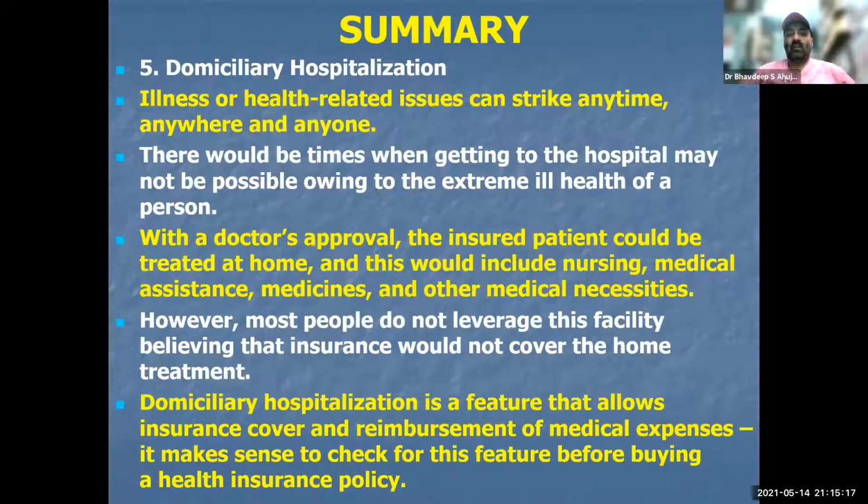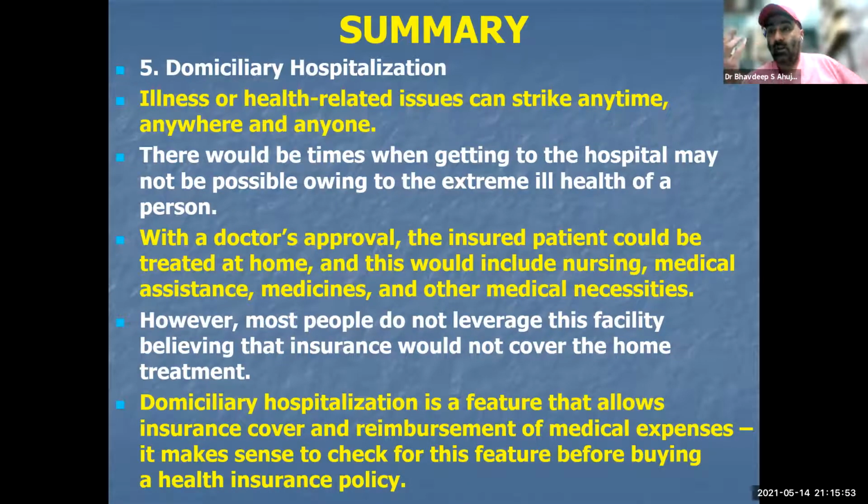We all know that illness can strike anytime, but sometimes getting to a hospital will not be possible, as is happening in Delhi and Maharashtra also. There are no beds, of course. With the doctor's approval, you can be treated at home with nursing, medical assistance, medicines, and other necessities. If your insurance company is offering you domiciliary hospitalization, all those things will surely be covered, even if you're taking care at home, especially for COVID.